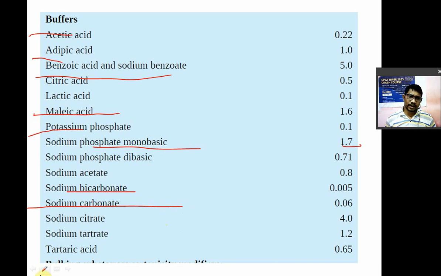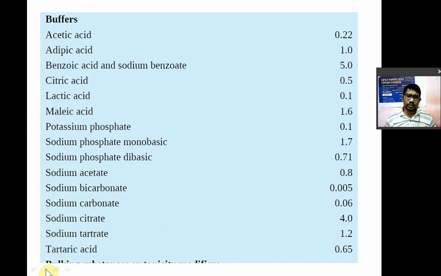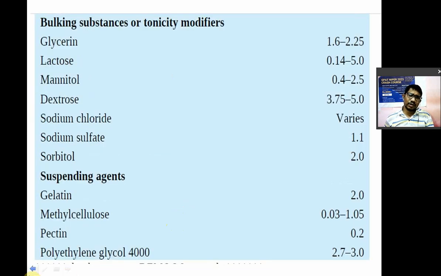If you ever get a question like what is the role of sodium carbonate in a parenteral preparation as an additive, it is a buffer. It will reduce the change in the pH. Why can the pH change happen? Because of microbial contamination, or oxidation and hydrolysis.